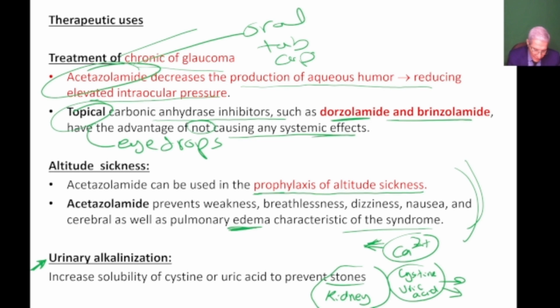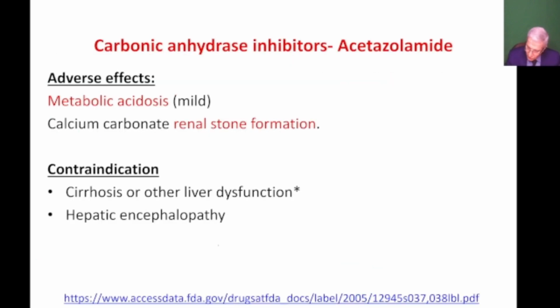So urinary alkalization is a very important topic for us. Side effects: some patients may suffer from metabolic acidosis, and calcium carbonate renal stone formation. These calcium stones are a side effect. Contraindication: we don't prescribe it for patients with cirrhosis or hepatic encephalopathy.